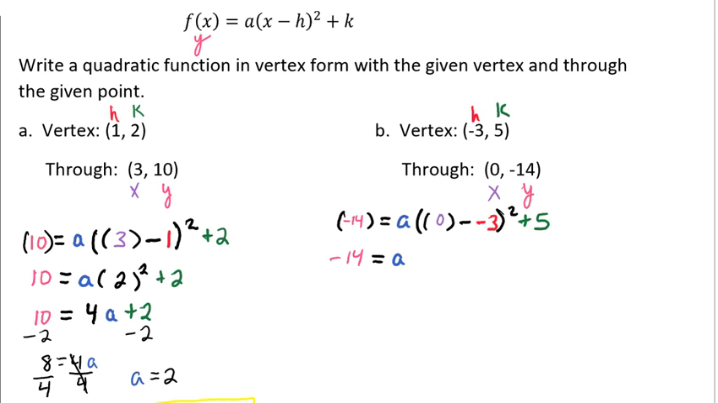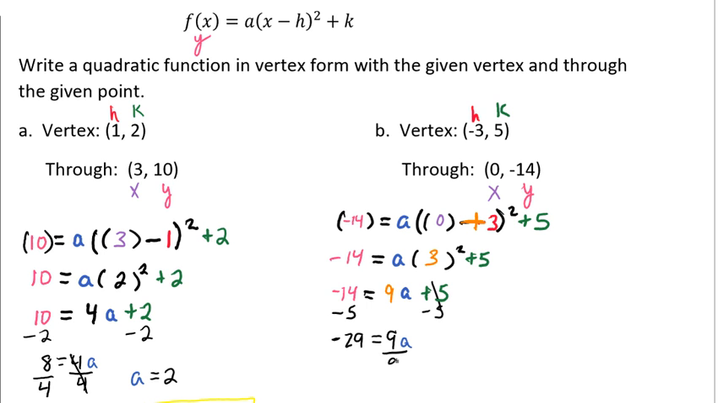So that's going to give us negative 14 equals a. Now notice that inside of our parentheses, we have a double negative right here, so we can say that's like a plus. So we're going to have 3 squared plus 5, which gives us negative 14 equals 9a plus 5. And now we're going to solve. We'll subtract 5 from both sides, which gives us negative 29 equals 9a.